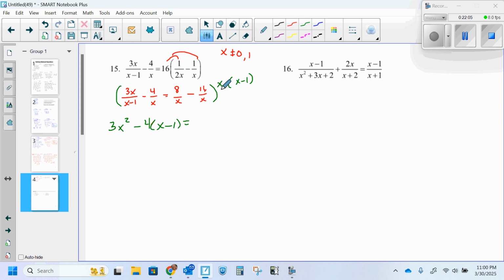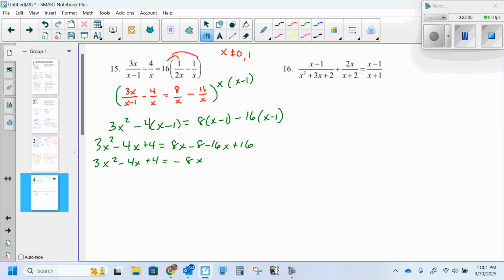I have the x. I could have put that together because it's a common denominator. I probably should have done that. I have the x, so that's 8 times x minus 1. I have the x, so be very careful here, that's minus 16 times x minus 1. Distribute. Combine like terms. I got a quadratic. Get everything over to the left-hand side. Add 8x. Subtract 8.